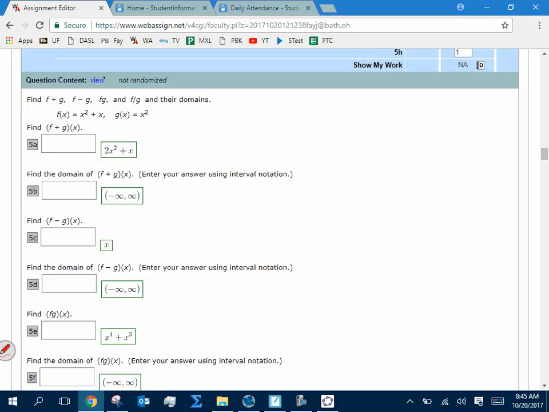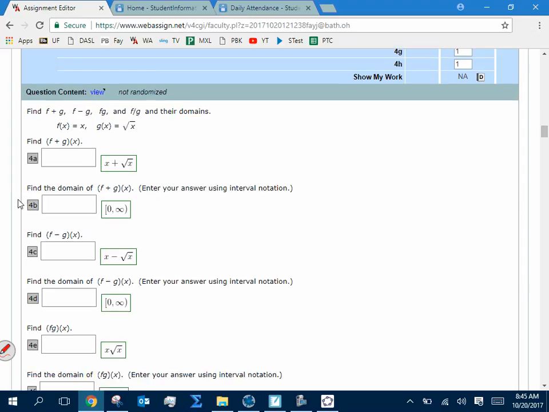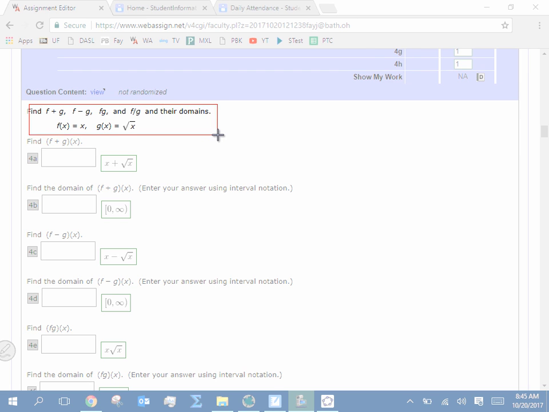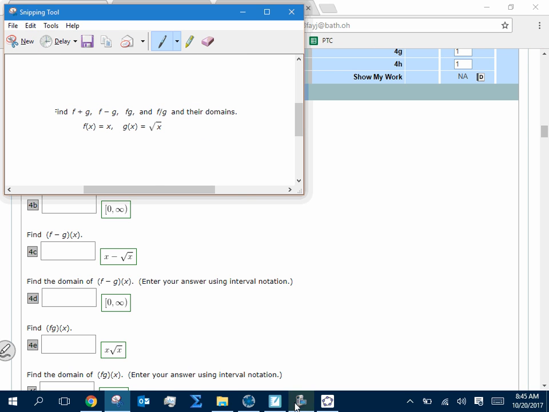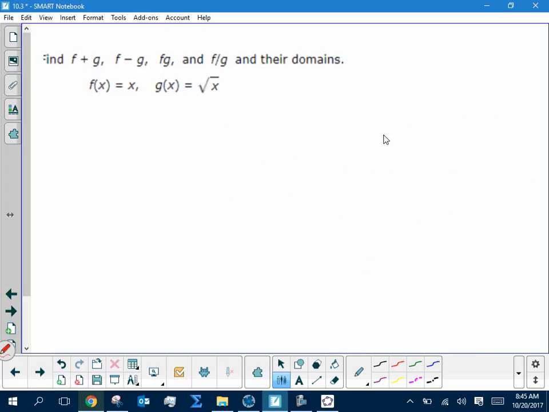Number 4? Okay. Similar idea. All right, just a new function. So we're going to go, f of x's domain is all real numbers. You plug in any x value you want to, and you're going to get an output. But what is g of x's domain?